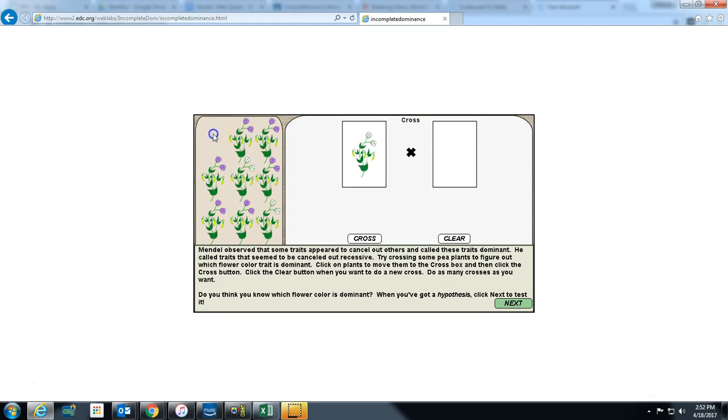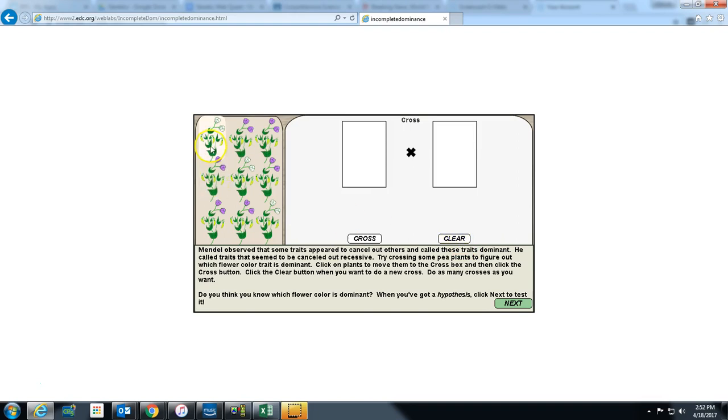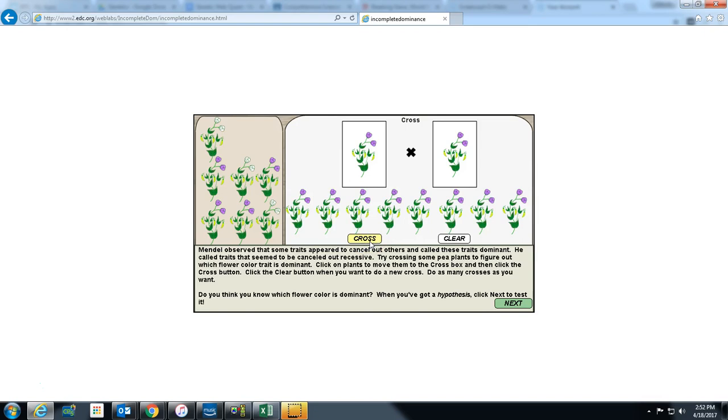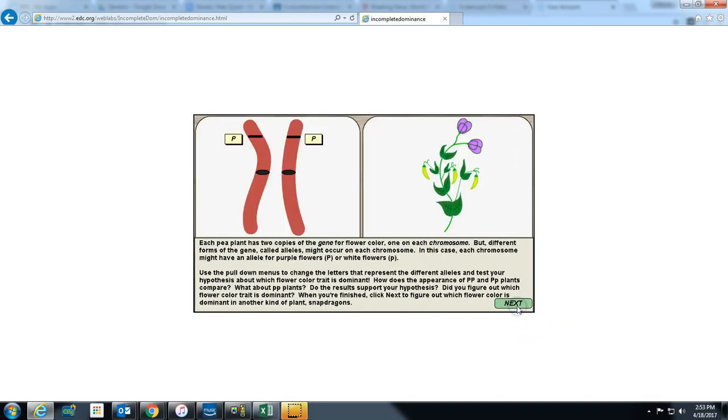So let's try a white and a purple. When I hit cross, all of them come out purple, so keep that in mind. Let's try a purple and a purple. When I do a purple and a purple, again, I get all purples. Now let's see what happens when I get white and white. So when I cross white and white, they all are white. So that shows us that one color is probably dominant over the other. And let's see if your hypothesis, which color you think is dominant, is correct.